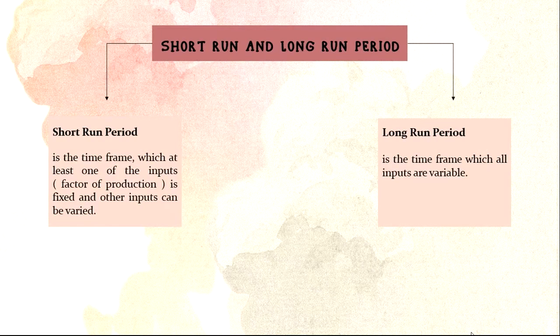We move to the short run and long run period. Short run period is the time frame in which at least one of the input factors of production is fixed and other inputs can be varied. The second one is long run period, the time frame in which all inputs are variable. So in the short run period, we must have at least one fixed input. For the long run period, all the inputs must be variable. There is no fixed input in the long run period.